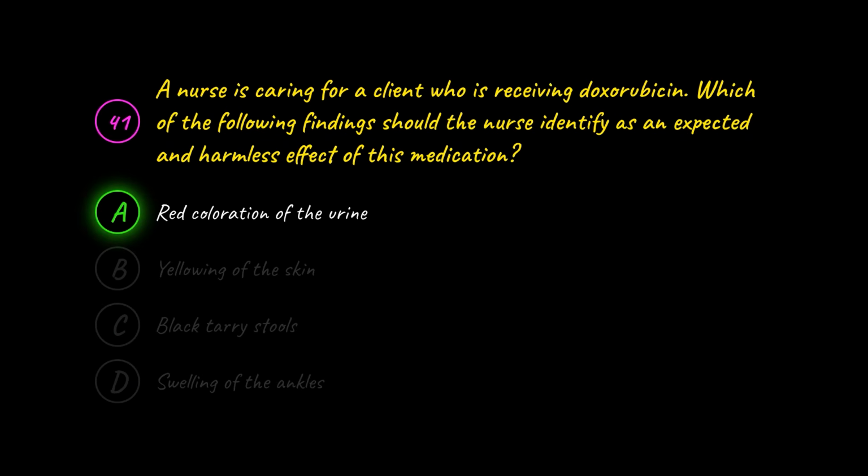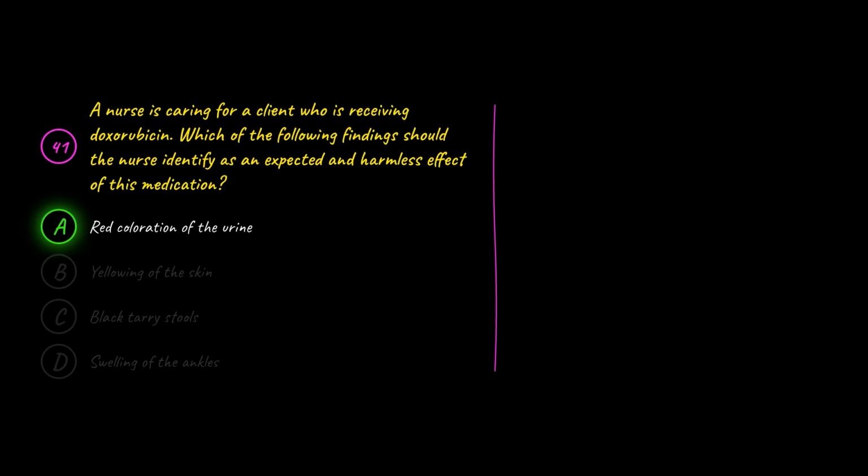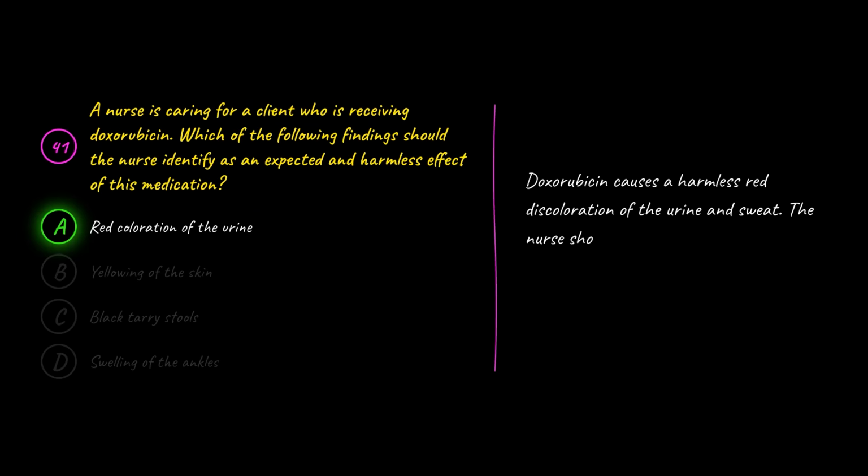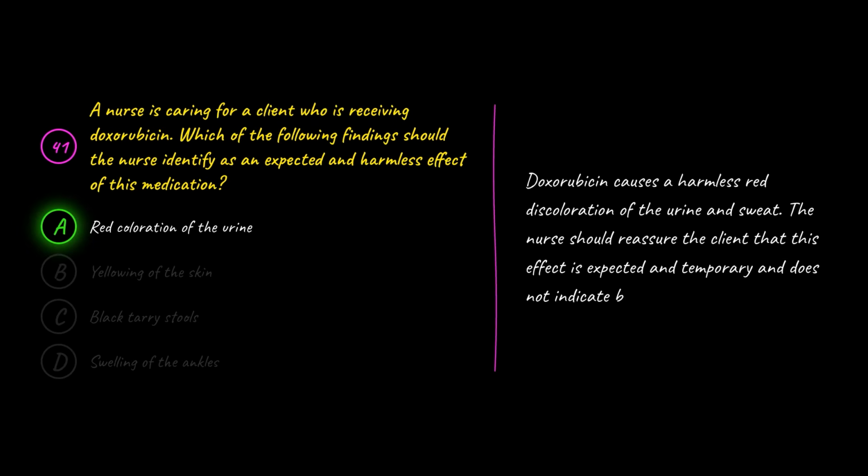The correct answer is A. Red coloration of the urine. A is correct because doxorubicin causes a harmless red discoloration of the urine and sweat. The nurse should reassure the client that this effect is expected and temporary and does not indicate bleeding or kidney injury.